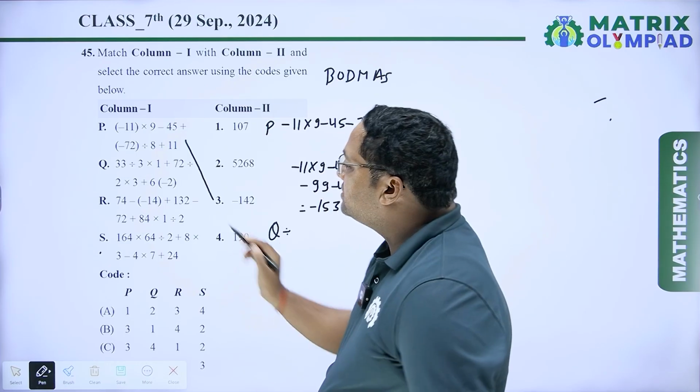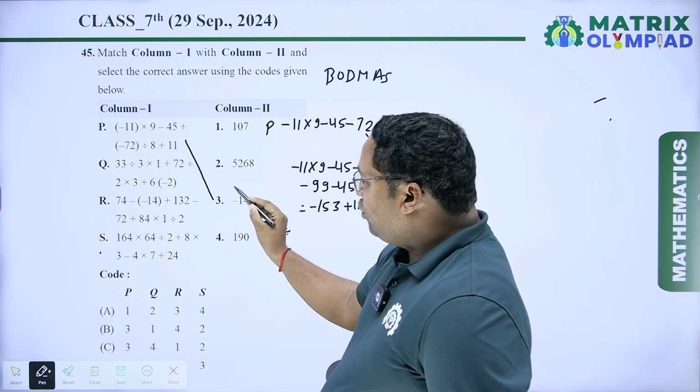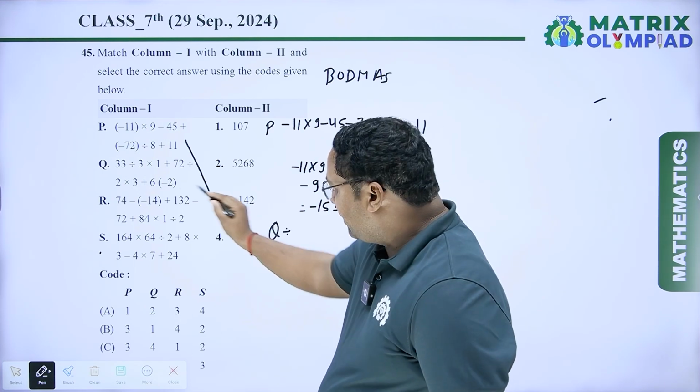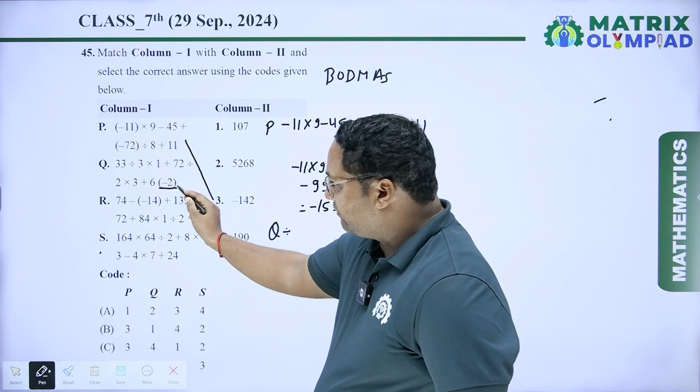Next is Q. For Q it is 33 divided by 3 into 1 plus 72 divided by 2 into 3 plus 6 into minus 2. Here a bracket is given on this minus 2. We have to solve this part first.